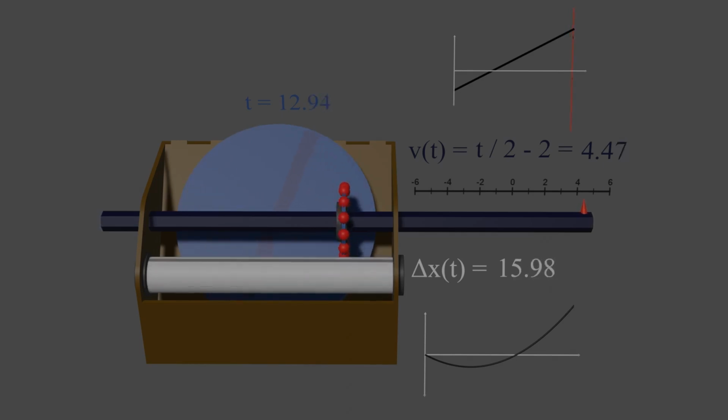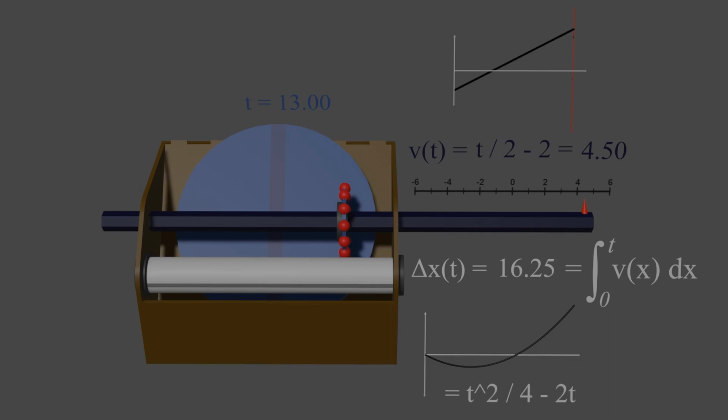The final rotation of the cylinder is equal to the total displacement, which is the same as the integral of the velocity function over that time. Also notice that the graph of the cylinder's rotation is the antiderivative of the velocity function.